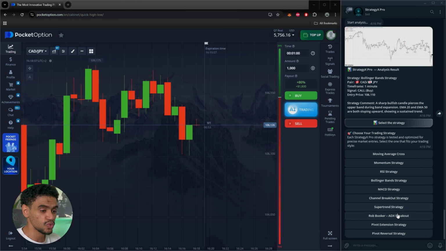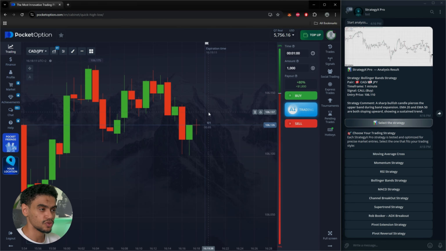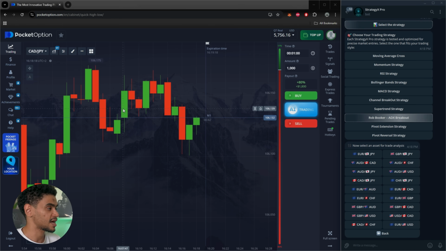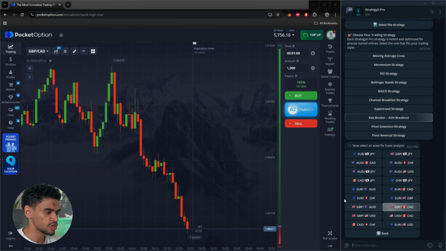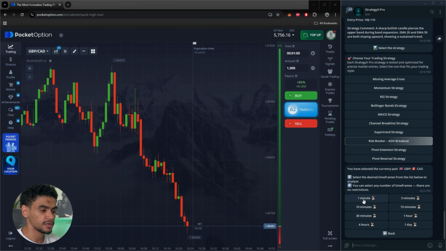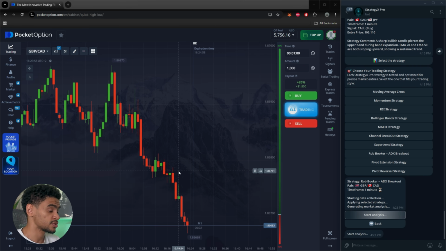And now let's do one more trading strategy. We already made $1,800, so let's go ahead and finalize this with Rob Booker ADX breakout. Let's do one more. And Great Britain Canadian looks like a solid pick, 85% payout, pretty solid. So let's select it, press start analysis, and within a few clicks I am ready for the analysis and ready to take my trade.